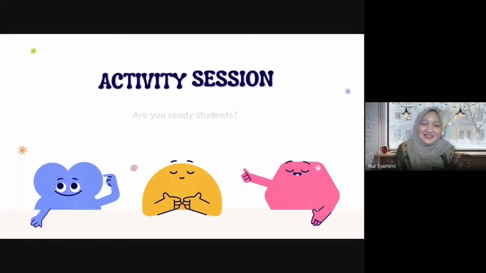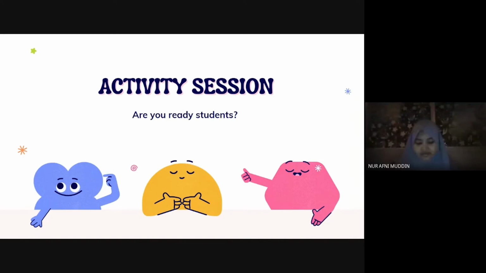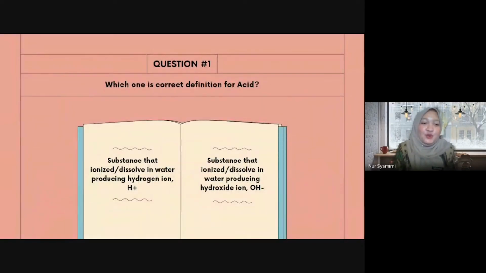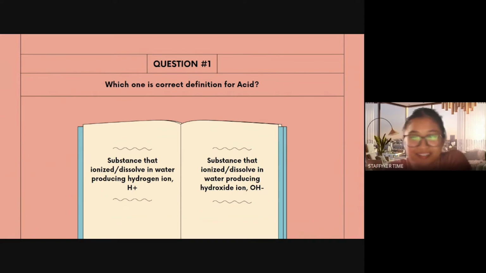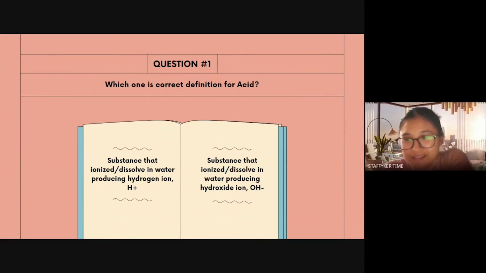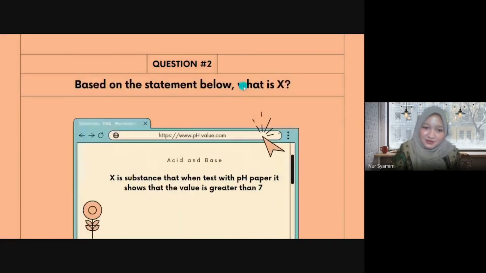So are you ready, students? Yes. Alright, so for the first question, which one is the correct definition for acid? Any volunteer to answer this question? Me, teacher. Alright, the answer for this question is on the left side. Alright, good Steffi. So, acid is substance that ionizes or dissolves in water to produce hydrogen ion. Alright, so let's move to the next question.